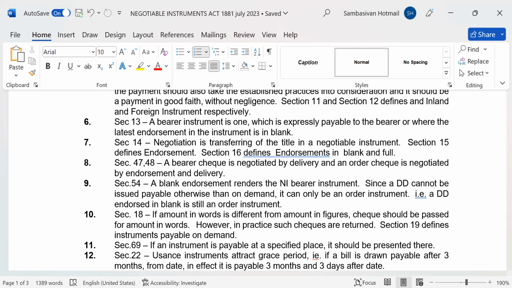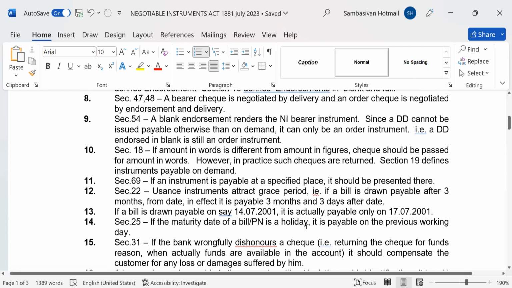Section 54. A blank endorsement renders the NI bearer's instrument since the DD cannot be issued payable otherwise than on demand. It can only be an order instrument. That is, a DD endorsed in blank is still an order instrument. Section 18. If amount in words is different from amount in figures, checks should be passed for amount in words. However, in practice, such checks are returned.